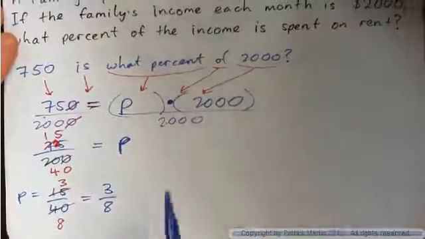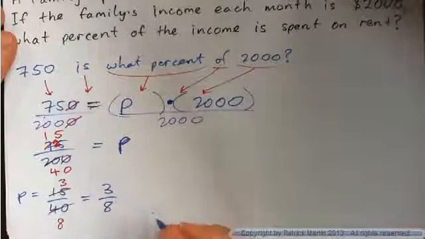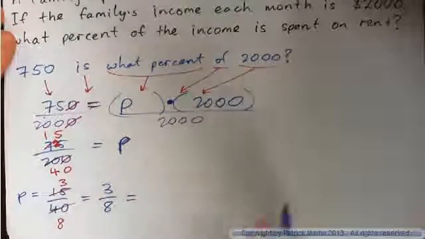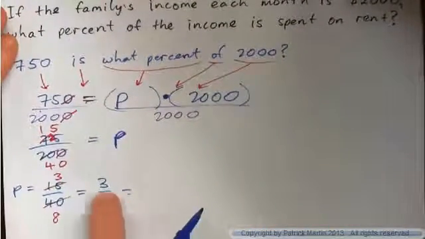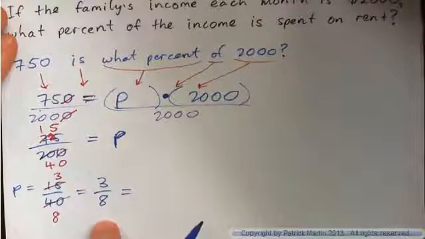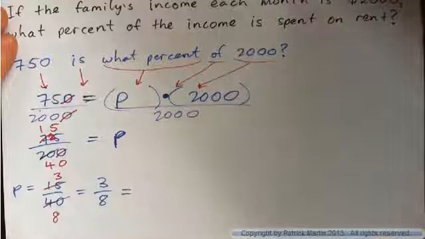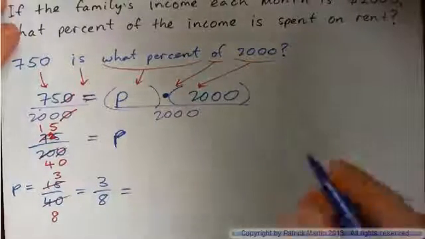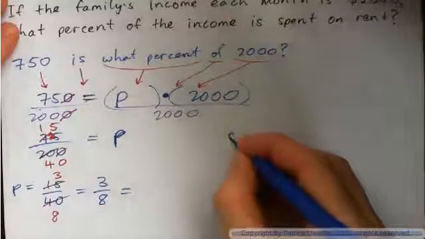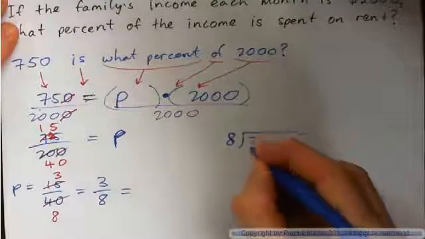So the answer so far is P is 3/8. So the rent is 3/8 of the income. But we need to calculate this as a percentage, right? So the first thing we need to do is turn the fraction into a decimal. So you've got to go 8 into 3 and see what you get.